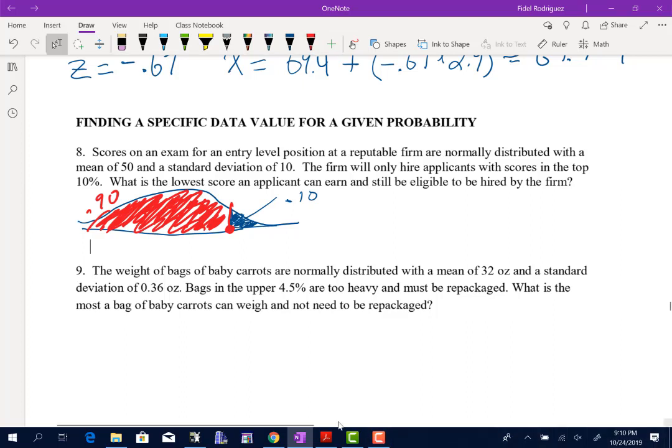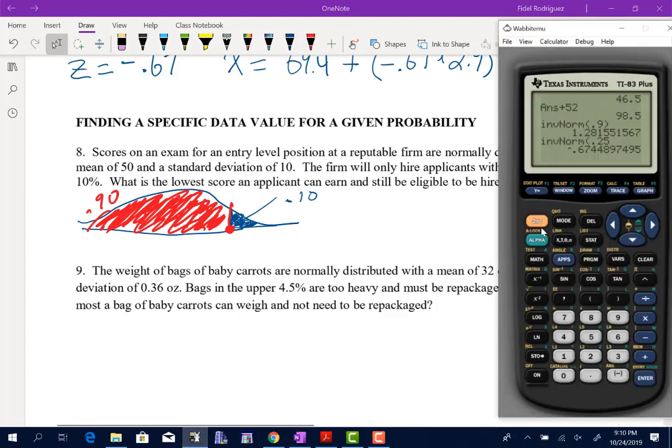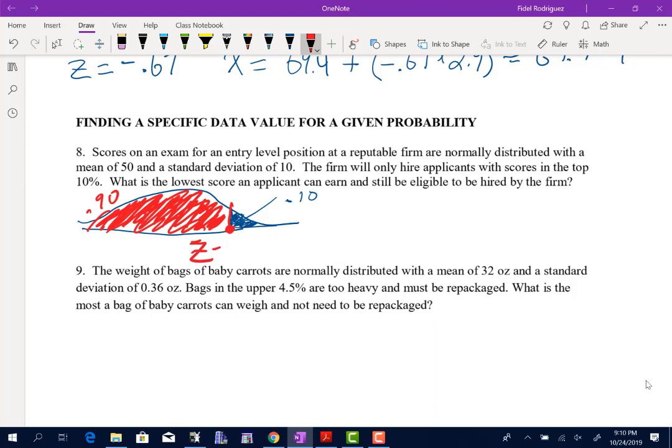Second vars, right? Inverse norm. Okay, so we're gonna go right here, guys. We're gonna go second vars, and we're gonna go inverse norm, okay? What area am I gonna type in there? 0.9, right? Because remember, if I'm looking at my chart, that table always tells me the area of which way? To the left, right? Okay. So I'm going to hit enter, and I'm coming up with what, 1.28? Okay. So my z-score here, guys, is equal to 1.28.